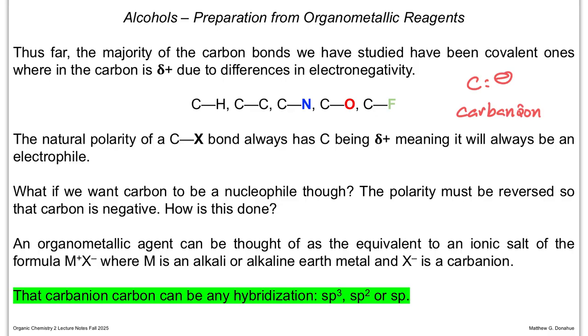So in the type of bonds that we've learned so far, we've seen these nonpolar CH, CC, and then we've seen these polarized covalent ones where there's this heteroatom. And the heteroatom's always delta minus, right? So that means the carbon's always delta plus. But we want to make something where now the carbon is minus. How do we make those?